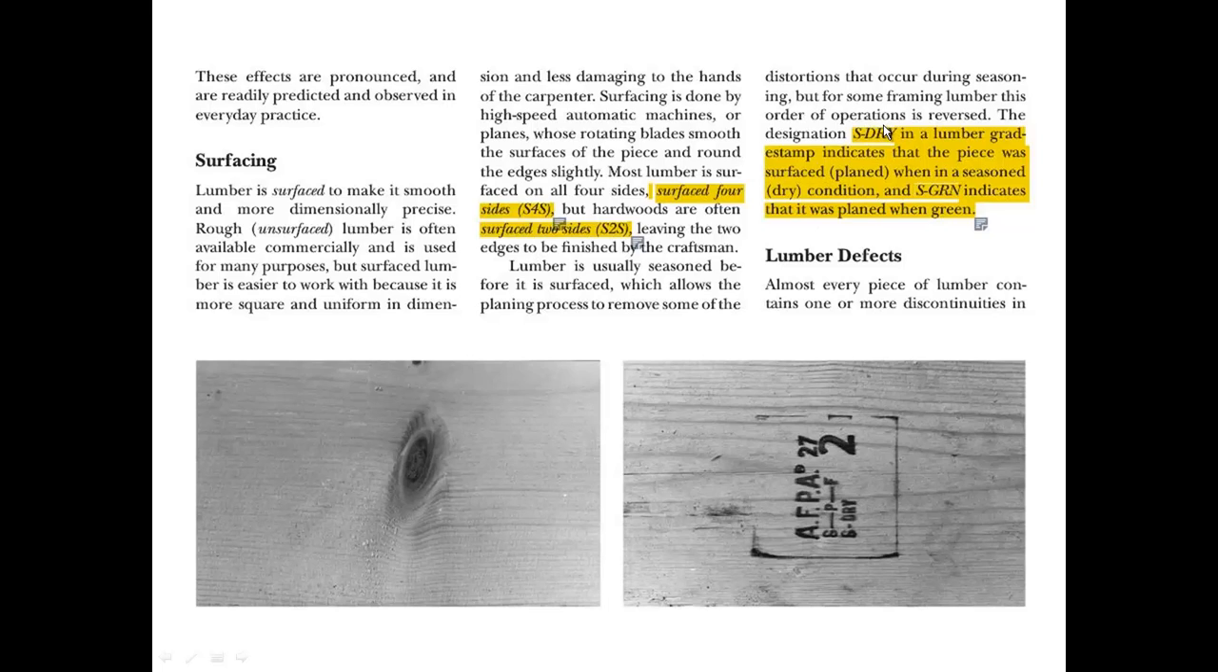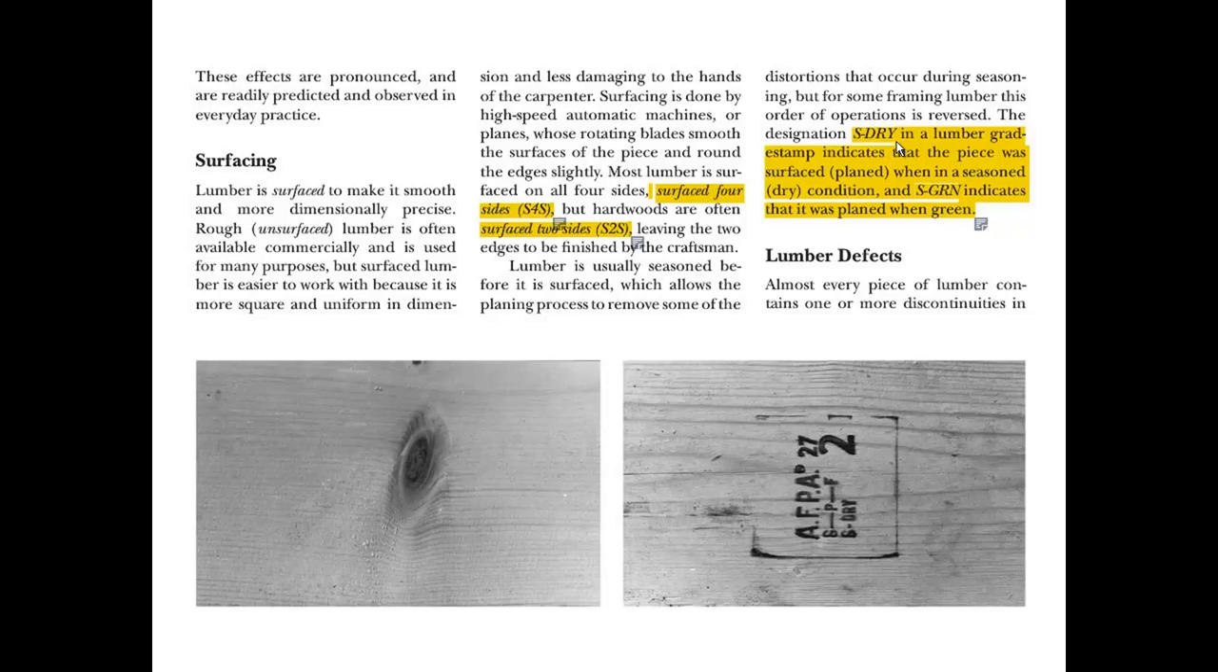Now there are 2 indications on a grade stamp, and we see that indication down here. This is the American Forest Products Association, mill number 27. It's a grade 2 piece of lumber, spruce, pine, or fir, and it's S dry. S dry in the lumber grade stamps indicates that the piece was surfaced when in a seasoned dry condition. S green indicates that it was planed when green. So what's the difference? What could be the difference?